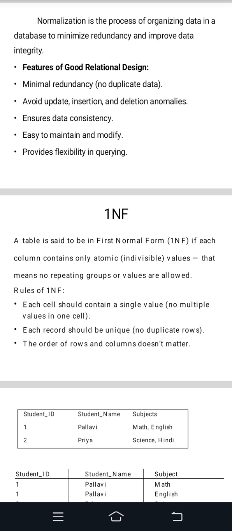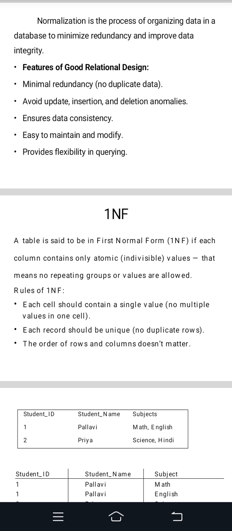Features of good relational design. First one is minimal redundancy, that is no duplicate data. Second one, avoid update, insertion and deletion anomalies. Third one is ensures data consistency. Fourth one is easy to maintain and modify. Fifth one is provide flexibility in querying.